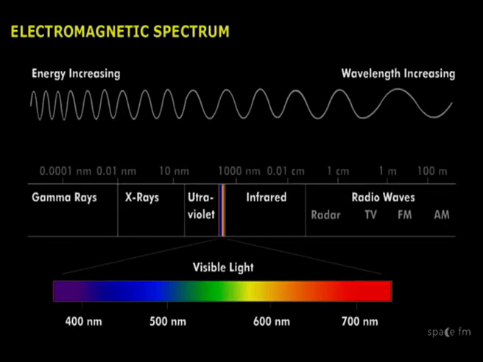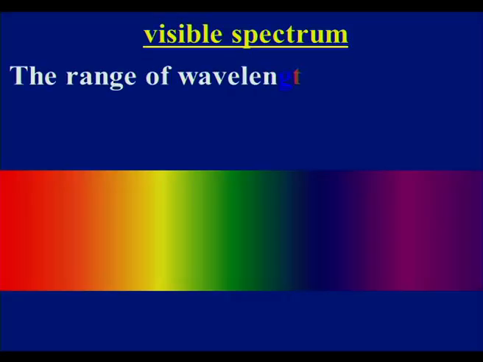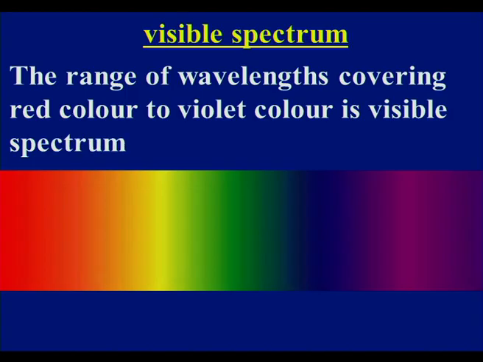You can find very clearly gamma rays, X-rays, ultraviolet rays, infrared rays and radio waves. Here visible light ranges from 400 nanometers to 800 plus nanometers. The range of wavelength indicates the visible light, and here you can find all the different 7 colors. See children, here you can find the visible spectrum. The range of wavelengths covering red color to violet color is the visible spectrum, because these colors only we can see with our eyes, and other electromagnetic radiation we cannot see with our eyes.